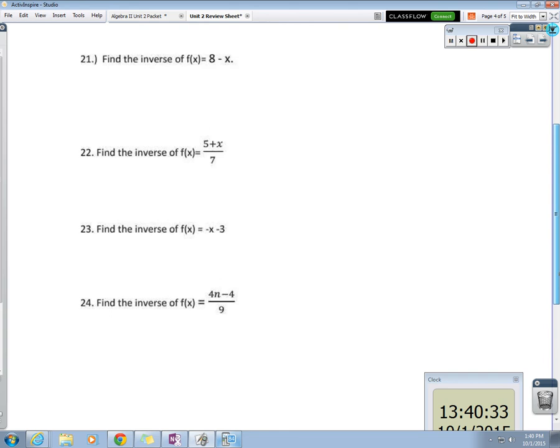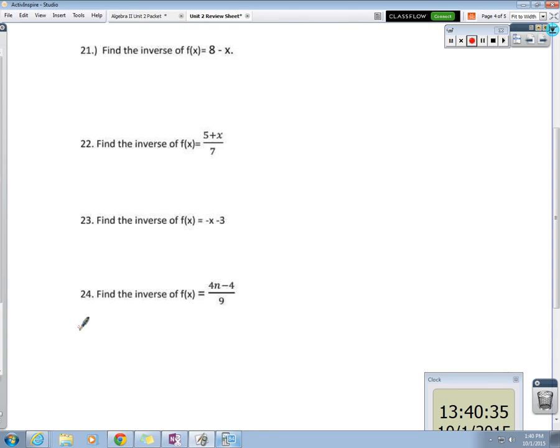All right, number 21. Find the inverse of f of x equals 8 minus x. What's step 1 for finding the inverse? Well, where is the y? Right, f of x is the same thing as y. So once I've switched the x and the y, what will it look like? Okay, what's step 2 for finding an inverse? Okay, get y by itself, solve for y. So how would I do that?